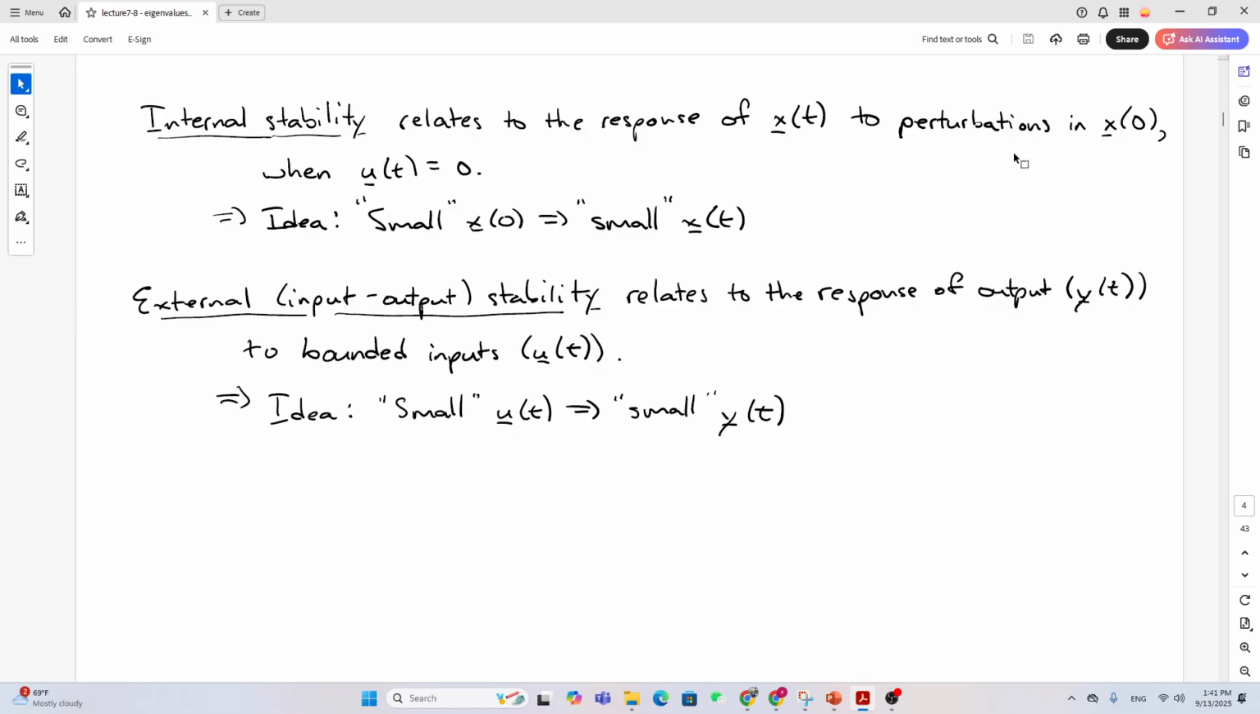So let's say you give a small perturbation, which is an initial condition, to your system. Ideally, a small perturbation gives you a small x of t. But depending on your eigenvalue, that will determine whether your system will eventually converge to zero or an equilibrium point or not. For the external one, for sure you have a non-zero input, but that's still a small input, which means small input gives you small output, that is, bounded input gives you bounded output.